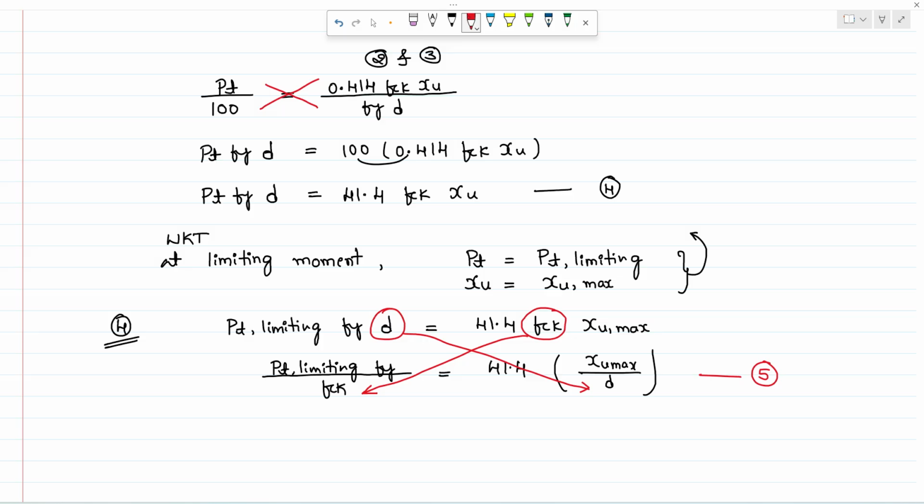So here in this equation, this ratio, limiting percentage of steel multiplied by fy divided by fck, is called as limiting reinforcement index.